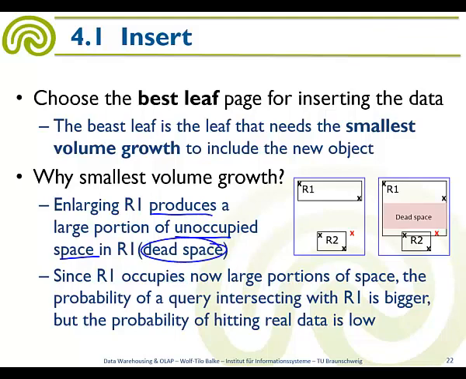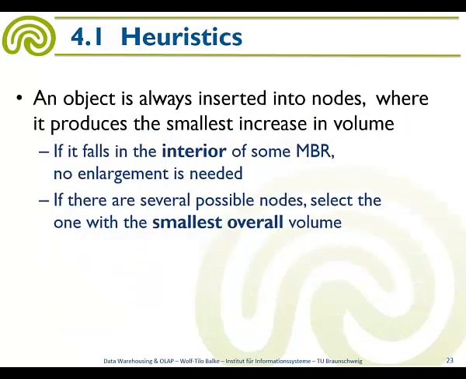Good. So, as you can see, R1 produces a lot of unoccupied space, so dead space, very bad. If you're getting a search query in the dead space, a lot of traversing for nothing. And the probability of a query getting into that dead space is higher because you have a lot of it. So two things to keep in mind: reduce dead space and reduce overlapping.